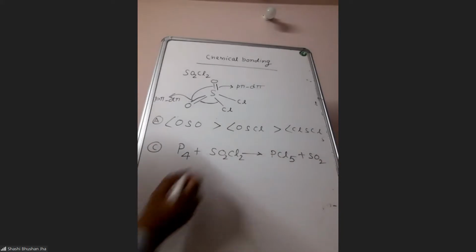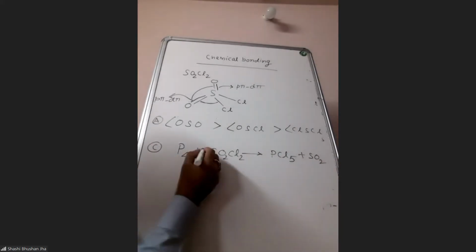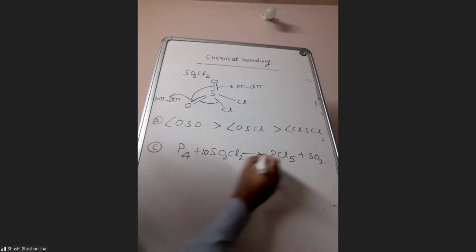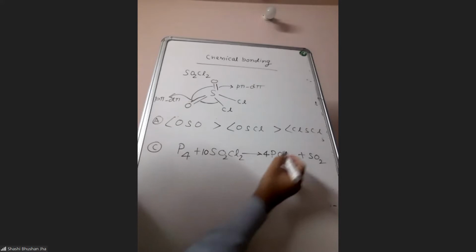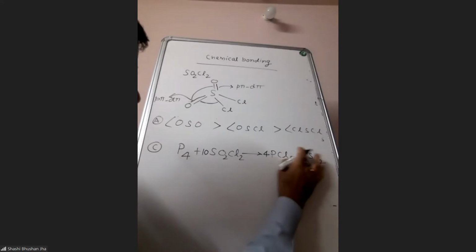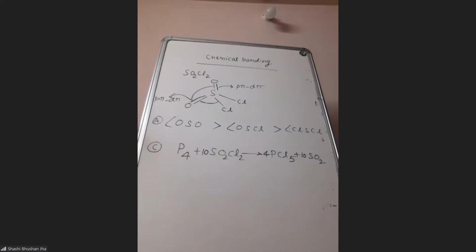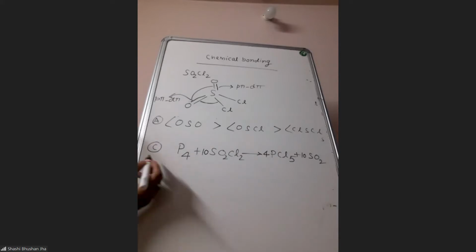Now if you balance this equation, I think this will be 10. Yes. And 4, that's 4 and again 10, again 10. So this is the balanced equation of P4 and SO2Cl2. Now compare the moles. Is it coming correct? Yes, sir. So this is also correct.